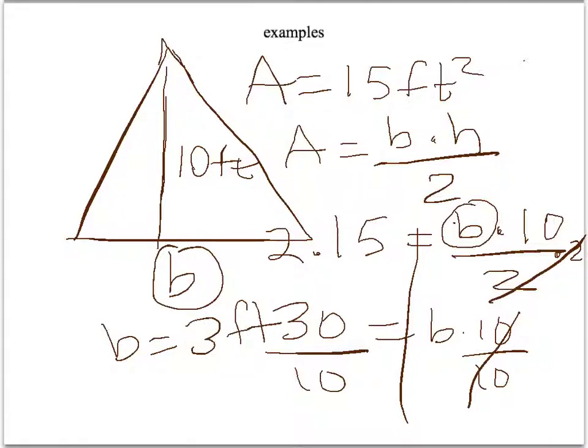So when you're solving these area problems, you may get the area, and you may need to find a missing length or height. You may have the length and a height, and you need to find the area or the perimeter.